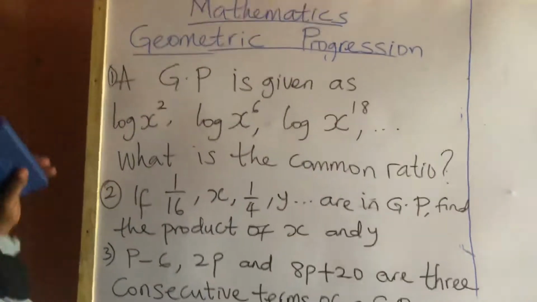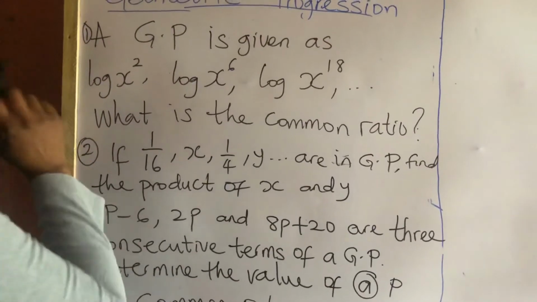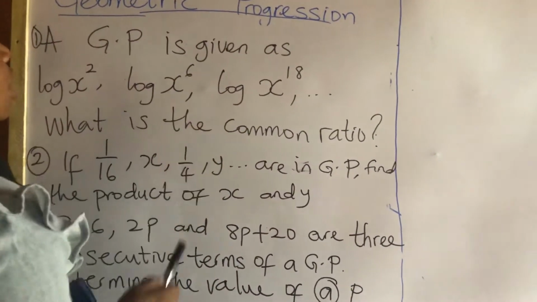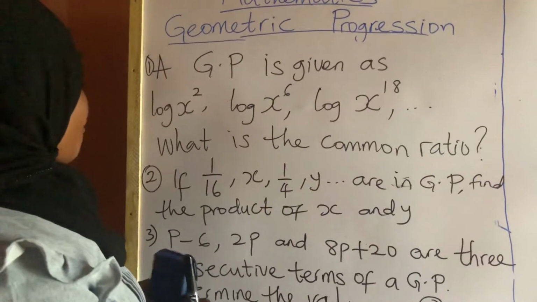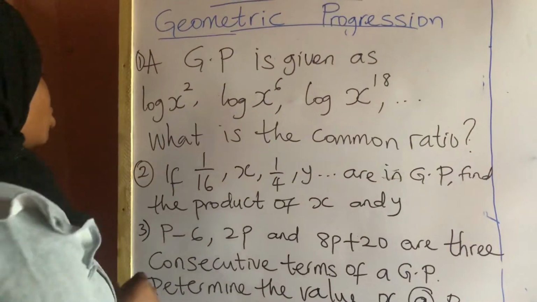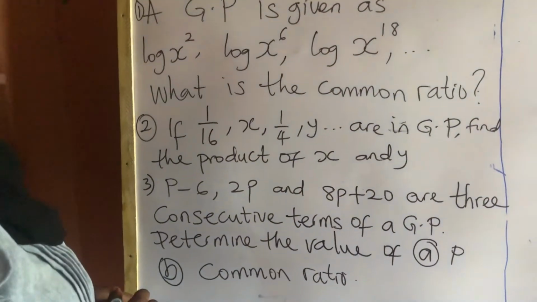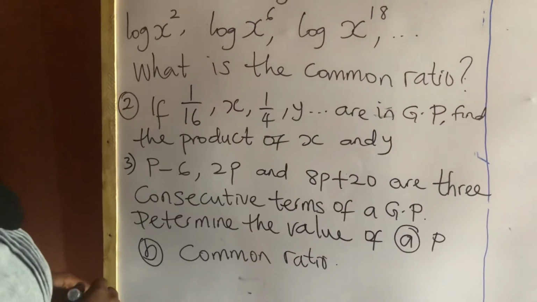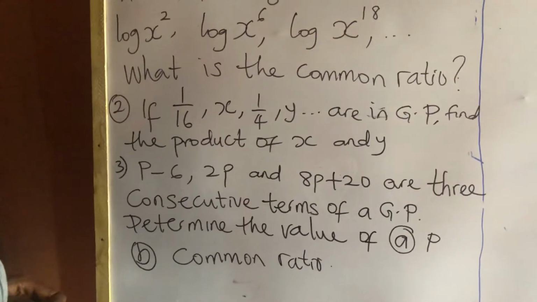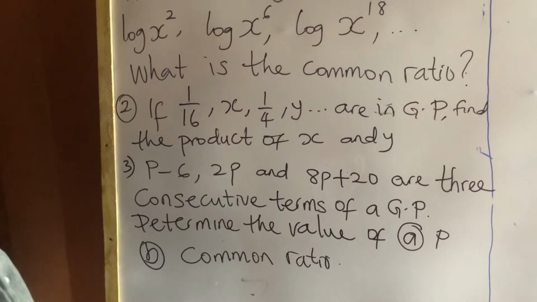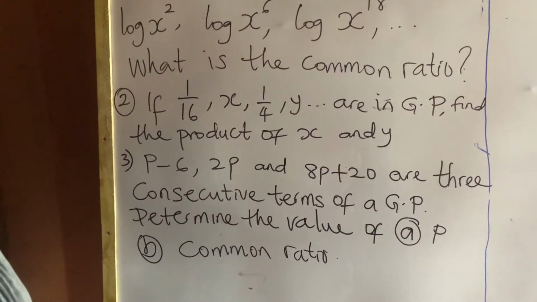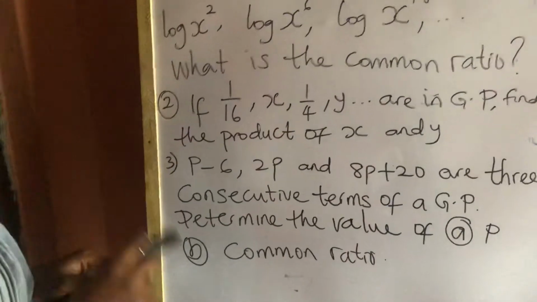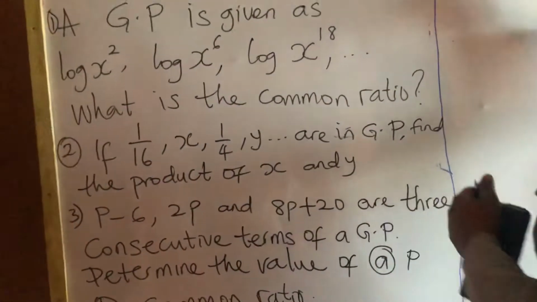Question 1: a GP is given as log of x squared, log of x raised to the power 6, log of x raised to the power of 18. What is the common ratio? Question 2: if 1 over 16, x, 1 over 4, y are in GP, find the product of x and y. Question 3: p minus 6, 2p, and 8p plus 20 are the 3 consecutive terms of a GP. Determine the value of p and the common ratio. Solution, without wasting our time.